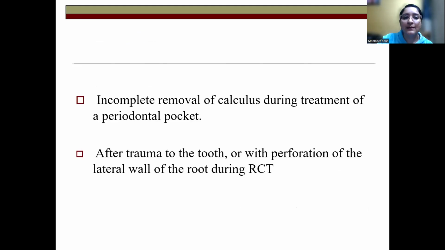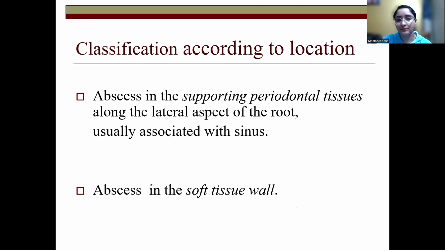Okay. So there is incomplete removal of calculus during the treatment of the periodontal pocket, which acts as a nidus, and around it a periodontal abscess forms after trauma to the tooth or with perforation of the lateral wall of the root during RCT. It is also a very common cause of periodontal abscess. So classification according to the location: abscess in the supporting periodontal tissues along the lateral aspect of the tooth, usually associated with a sinus, and abscess in the soft tissue wall are also there.